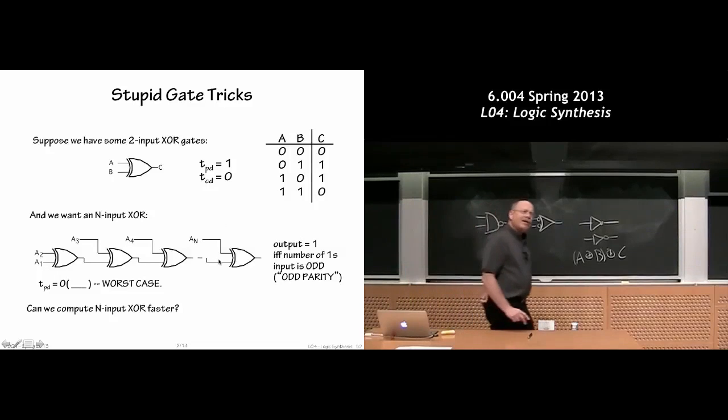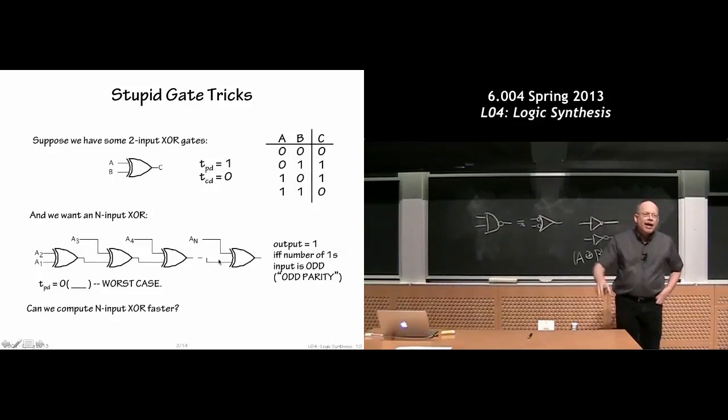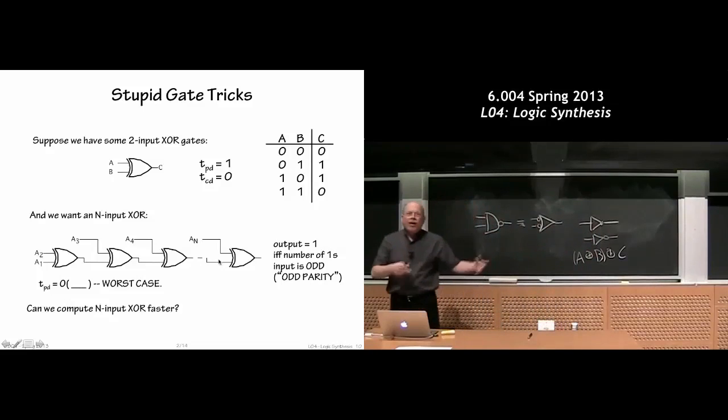What's the TPD of that circuit? As the number of inputs n gets bigger and bigger, how does the propagation delay of this n-input XOR gate grow? Linearly. If I doubled the number of inputs, I would essentially double the propagation delay, because this chain just gets longer. Every time I add an input, I add one more to the chain. So the chain is roughly as long as the number of inputs. As the gentleman pointed out, there's a -1 in there because the first gate took care of 2 inputs, but all the rest only take care of 1.